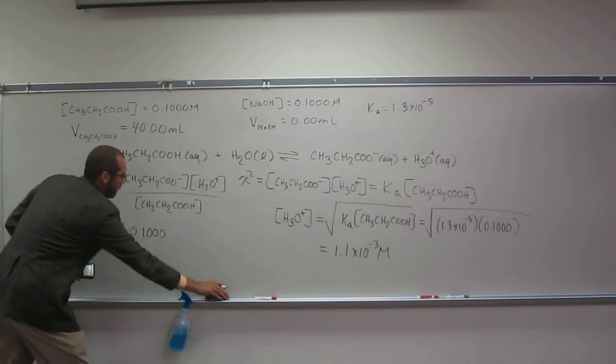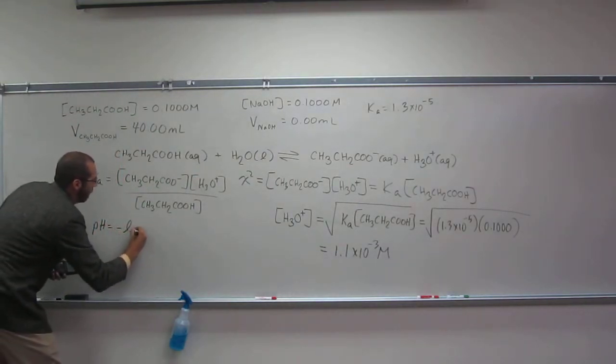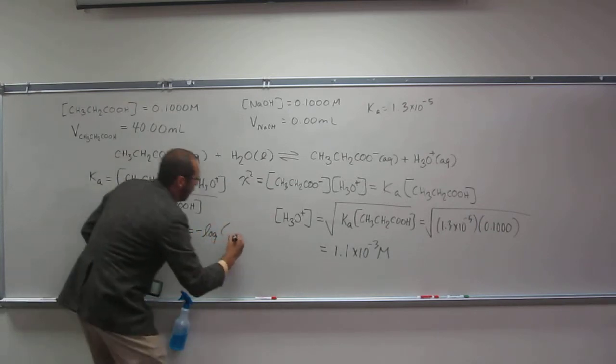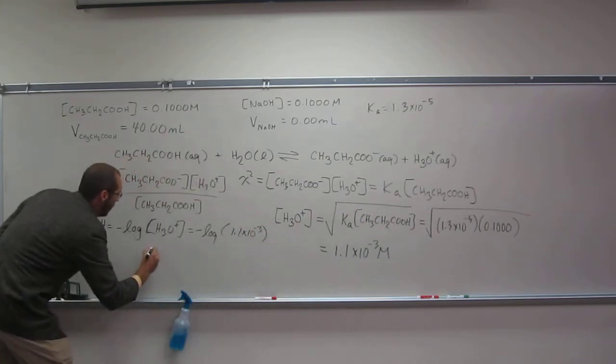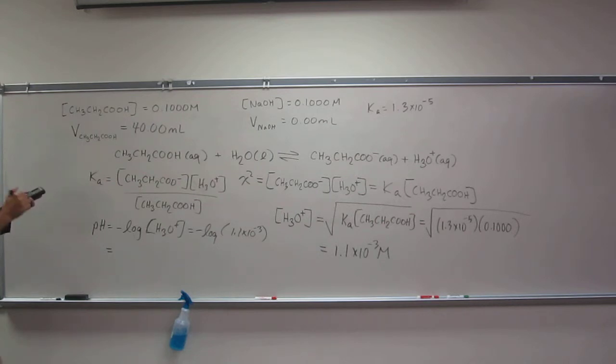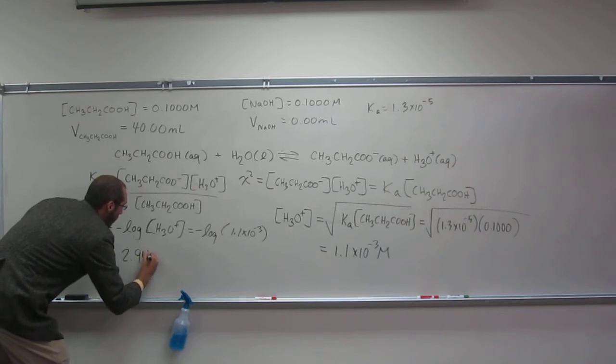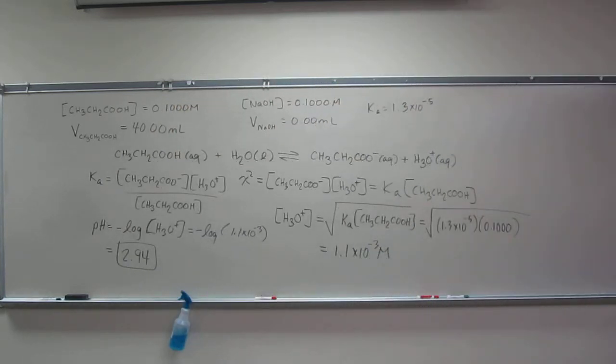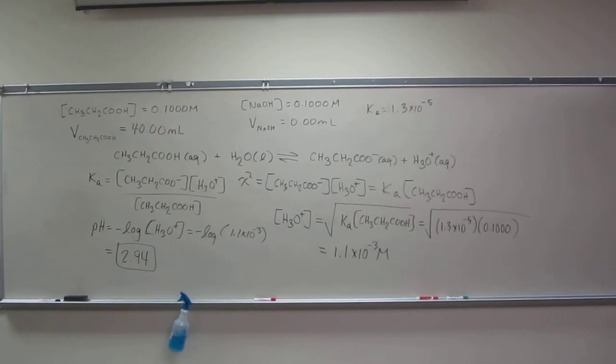Okay, so the pH, I'm going to erase this. pH is the negative log of the H3O plus concentration, which is the negative log of 1.1 times 10 to the negative 3. This is the pH of the solution before any base is added, only the weak acid. So it's just like you would do a normal weak acid solution. Okay, are there any questions before I kill this one? So that's at 2.959. Any other questions?